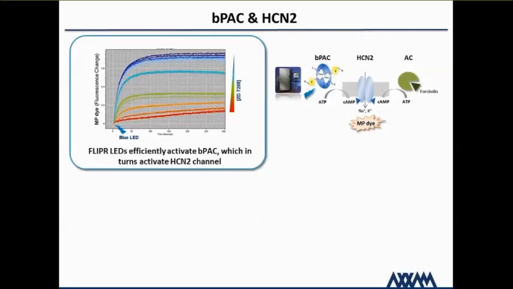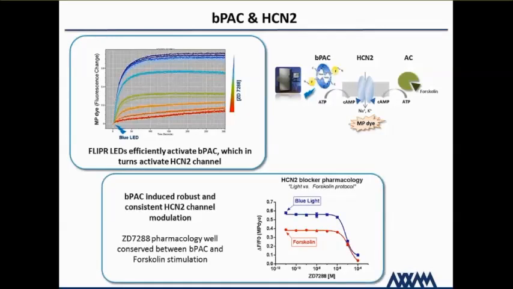As shown in the kinetic traces, the blue light stimulation produced a fast and robust membrane depolarization as reported by a fluorescent membrane potential sensitive dye, and this depolarization can be specifically inhibited by the ZD7288 compound, which is a known HCN2 channel blocker. If we compare the classical forskolin protocol with the optogenetic bPAC stimulation, we can see that bPAC is delivering a very similar robustness and assay reliability, thus fully validating the possible application of this optogenetic tool to the HTS process.